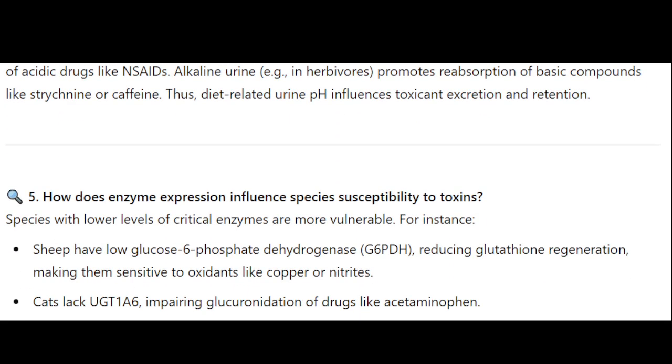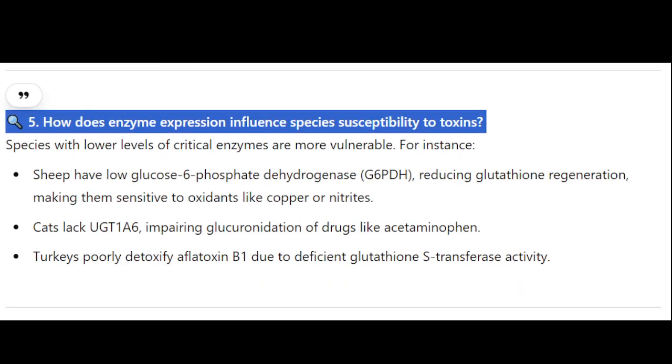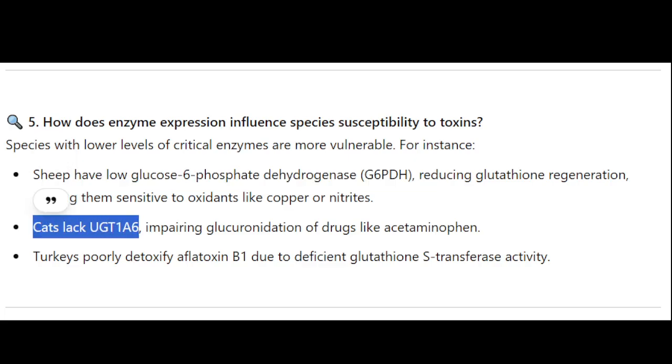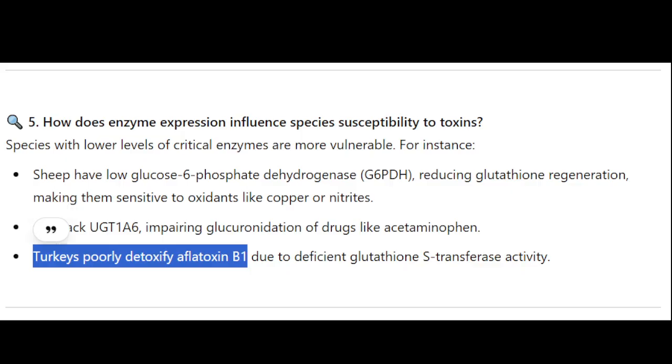5. How does enzyme expression influence species' susceptibility to toxins? Species with lower levels of critical enzymes are more vulnerable. For instance, sheep have low glucose-6-phosphate dehydrogenase, G6PDH, reducing glutathione regeneration, making them sensitive to oxidants like copper or nitrites. Cats lack UGT1A6, impairing glucuronidation of drugs like acetaminophen. Turkeys poorly detoxify aflatoxin B1 due to deficient glutathione S-transferase activity.